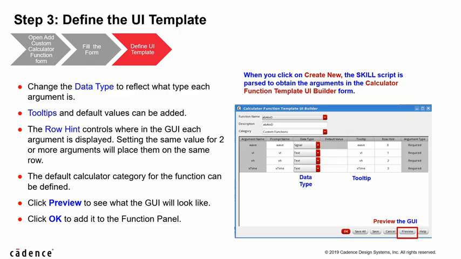By default, the GUI template information is appended to the custom skill file, and this will make it easier to manage the custom skill and GUI information. To save this in a separate file, enable the checkbox labeled Separate UI Template File in the form that we saw on the previous slide.